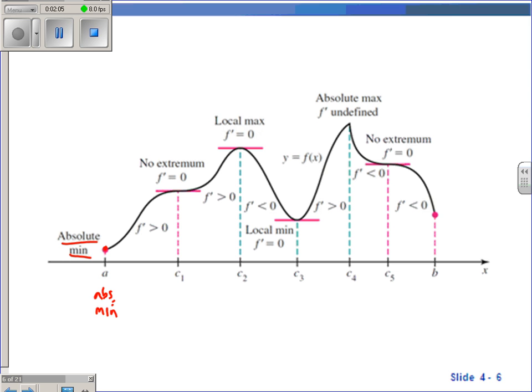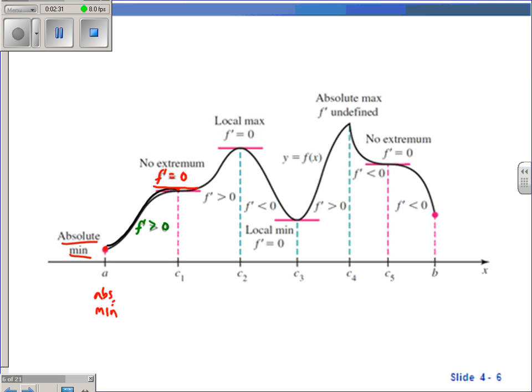Now we see our function is increasing, so in this interval our derivative is going to be positive. So the derivative is positive if the function's increasing. Now at C1, we see that the tangent line would be horizontal. So if the tangent line's horizontal, we know that the derivative is 0 there.